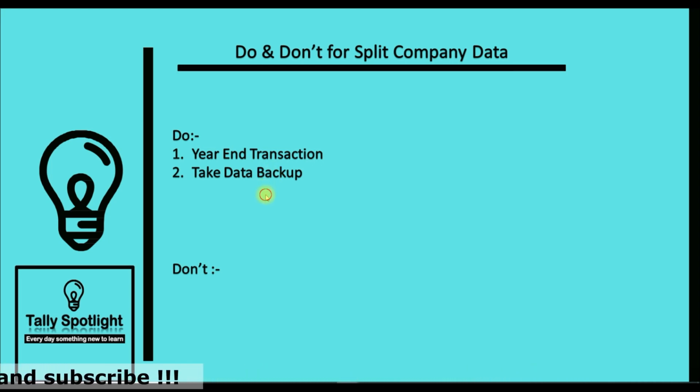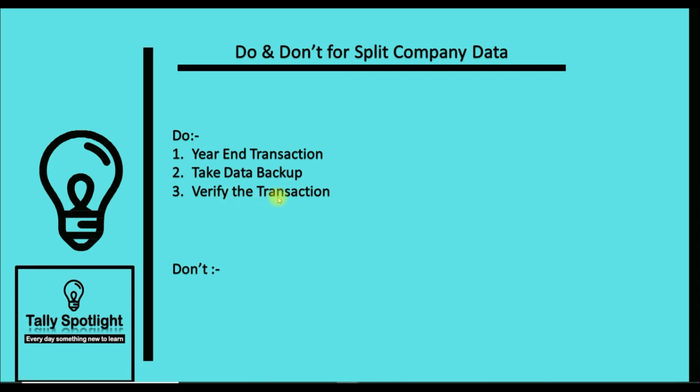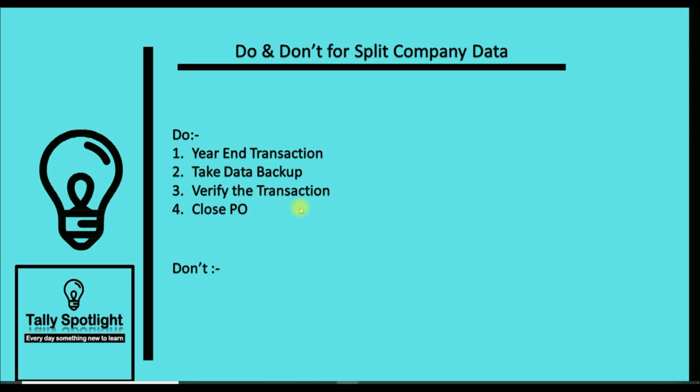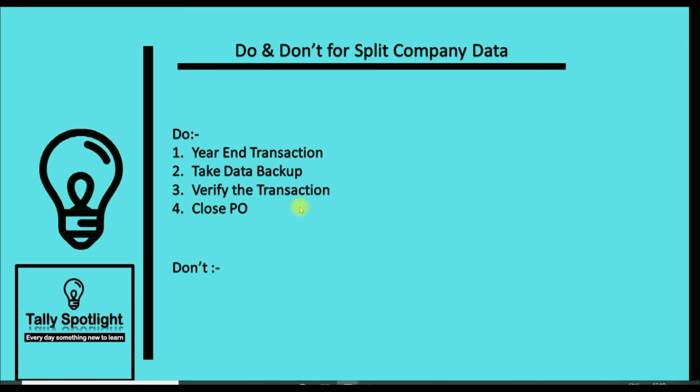Next, we need to verify the transactions. If there is any transaction error, first we need to rectify it and then start the splitting process. The fourth one, we need to close any pending orders related to the previous year, then proceed with splitting. The fifth one, we need to reset the voucher numbering, prefix and suffix. At the beginning of the financial year, we need to set which number the transactions begin from, and add the prefix and suffix.